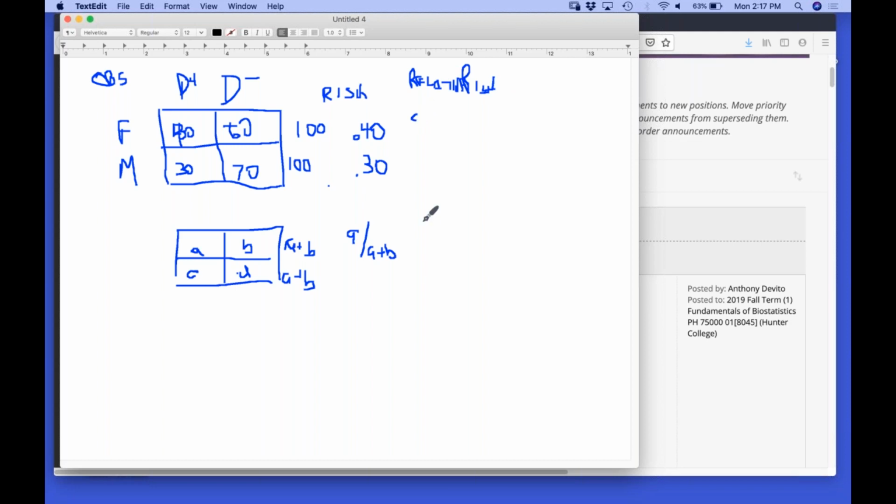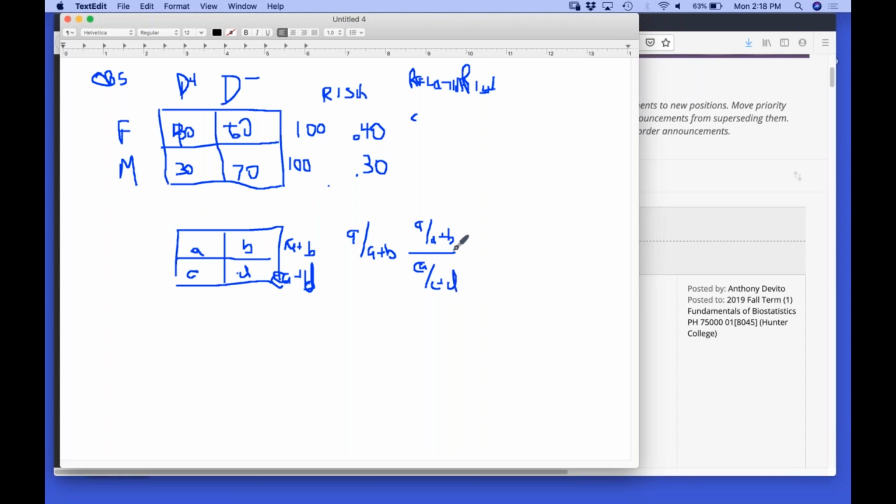Okay, and my relative risk is going to be A over A plus B for females, divided by, excuse me, C over C plus D. You guys need to correct me when I make these silly mistakes. I'm old. I'm depending on you to do this.